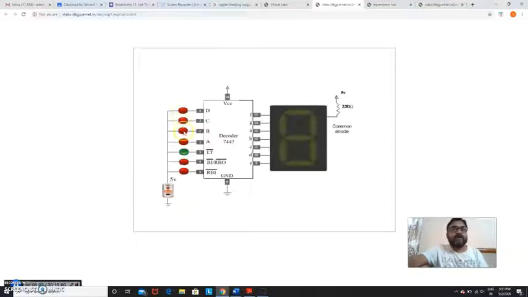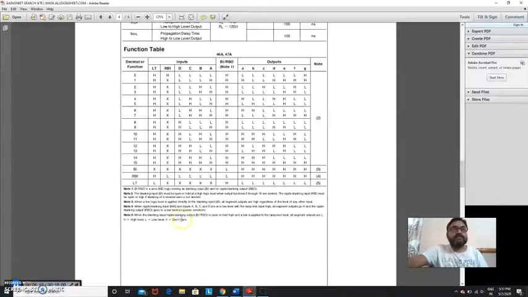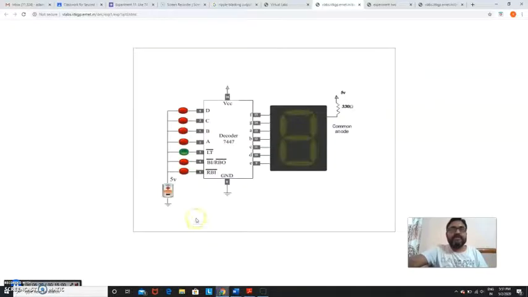Now currently the input to the decoder is 0 0 0 0. So actually 0 should be displayed over here, but it is not displaying. Why? Because it is mentioned over here that the blank input must be held high level when the output functions 0 to 15 are desired. So if I now make this terminal 0, I am getting 0 over here.